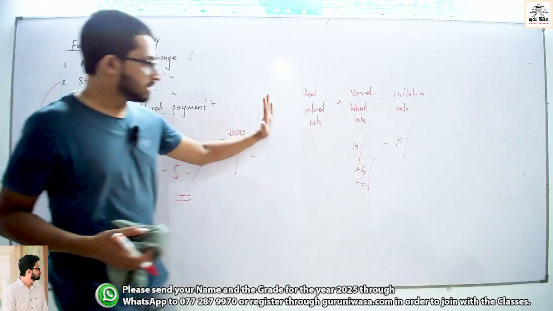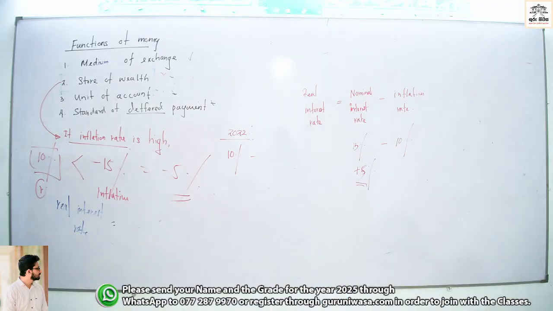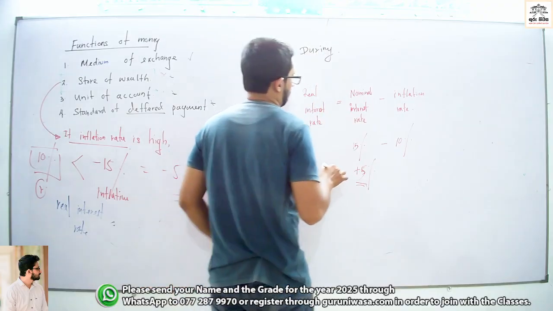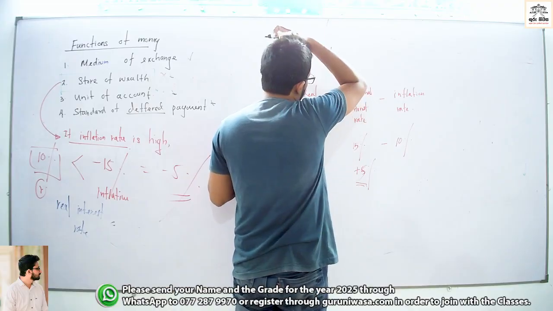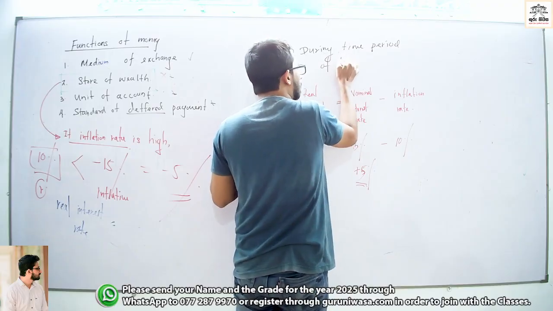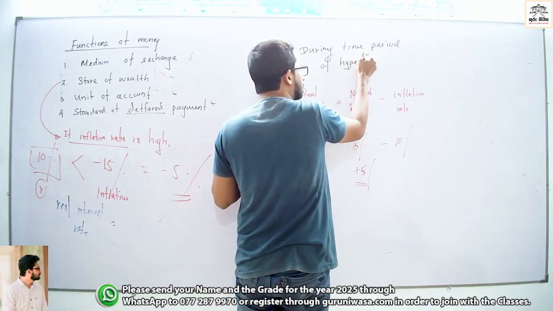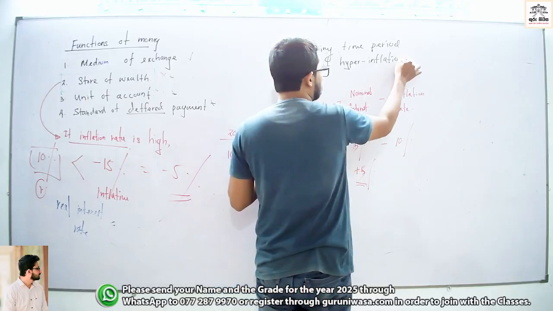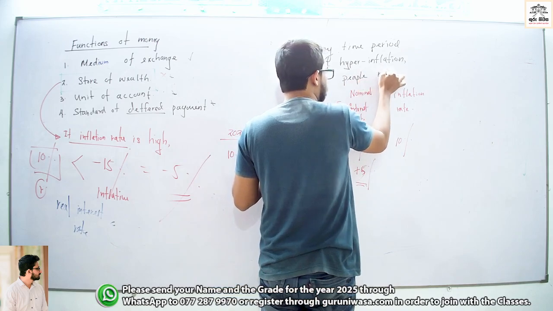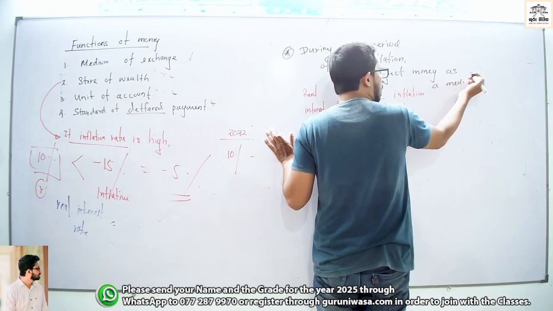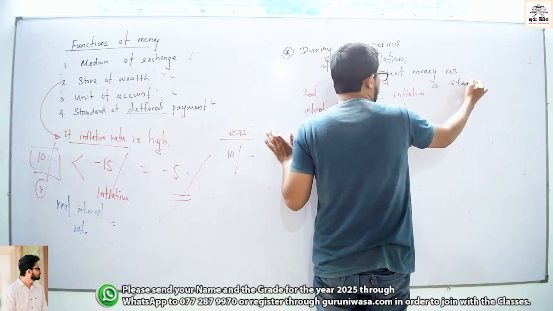Write down this equation and put a star mark, and write down: during the time period of hyperinflation. Hyperinflation means a very high rate of inflation. During a period of hyperinflation, people reject money as a store of wealth.